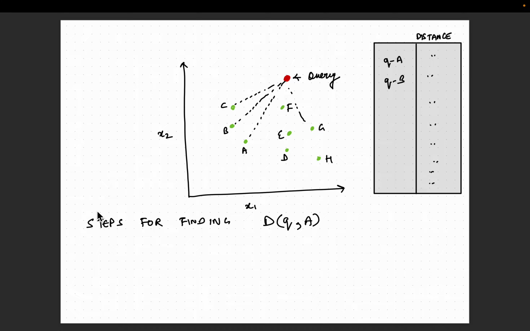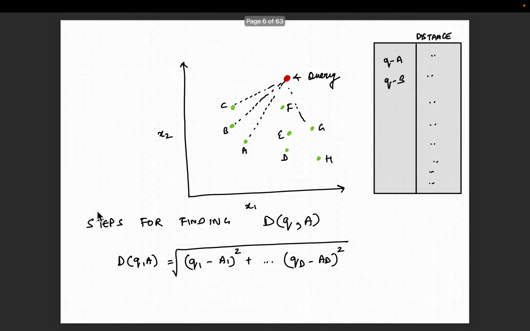Square root of the sums of the squared distances. So it's Q1 minus A1, where the subscript is denoting the index for a d-dimensional vector. So we will do this.